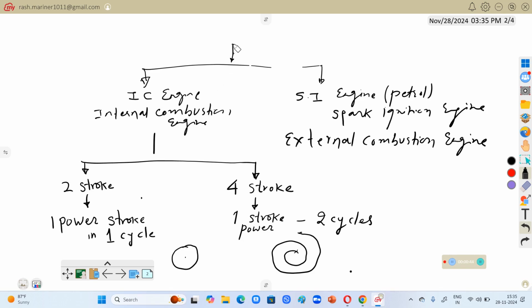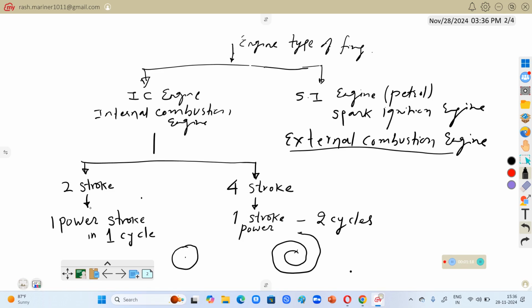Basically, engines depend on the type of firing. It is classified as an IC engine, meaning internal combustion engine, or SI engine, just like a petrol engine, spark ignition engine. It is also known as the external combustion engine. IC engine is further classified as two-stroke engine and four-stroke engine.